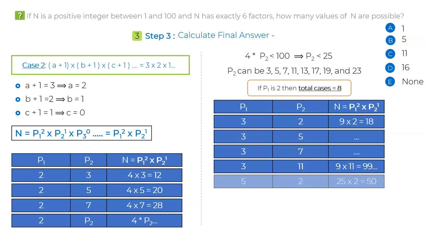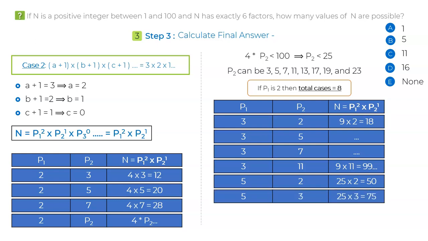Then you go to 5, 5, 2. You'll say 25 times 2. If 25 times 2 is possible, then 25 times 3 will also be possible. Now the next possible case is 5 times 7, but that would be greater than 100, and I cannot do that, so that case will get discarded.